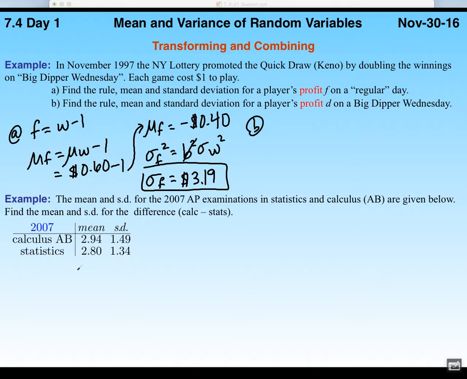So I got about 20 cents. I got 0.195. Round it. So then the variance of D is B squared. This time we have a B, it's 2. So 2 squared times 3.19 squared. So whatever that is, you're going to then take the square root. So the standard deviation ends up being $6.39. I use the stored values.